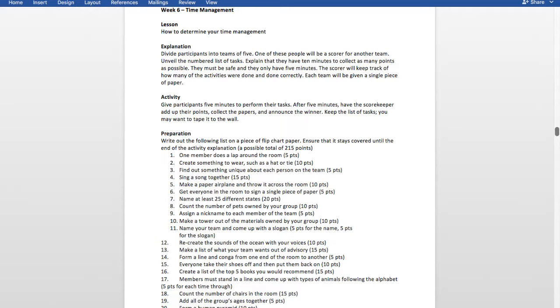So, it would be silly things like one member of the group had to go around the room one time to get 5 points. Everyone had to be assigned a nickname to each member of the team. There were others that were more difficult, such as creating a list of the top 5 books you would recommend. And what this did was, there's no way you're going to get all of these activities done in 5 minutes, which is kind of the purpose of it.